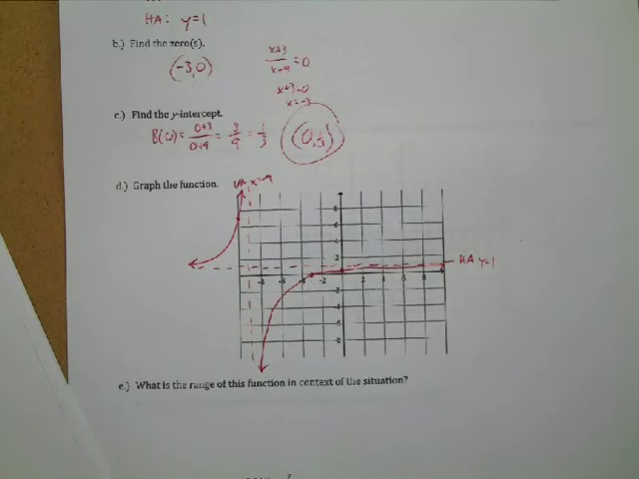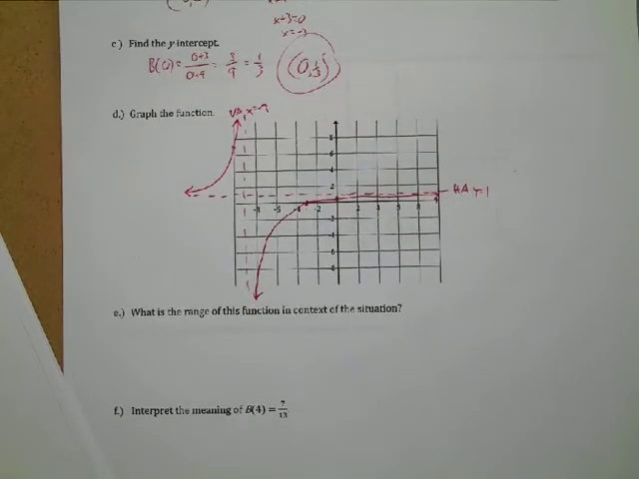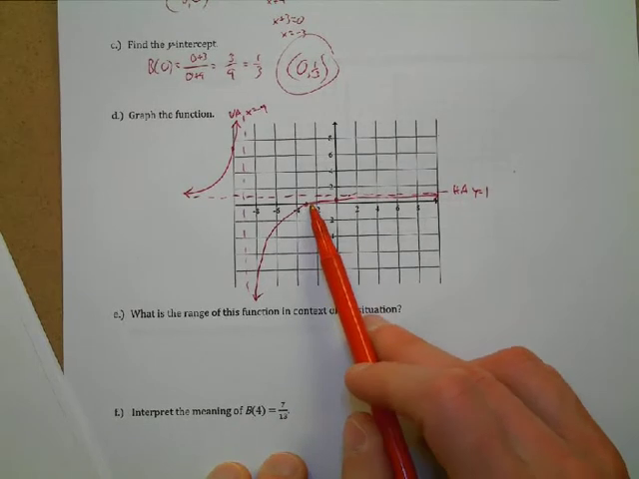Okay, so next question asks, what's the range of this function in context of the situation? Okay, so range describes what values? Y values, okay? But in the context. So what's the lowest y value that would make sense in the context here? What do you think? So we could say 0, right? Because it certainly does not make sense to have a negative batting average, okay? But here at 0, here's where we have our y value of 0.